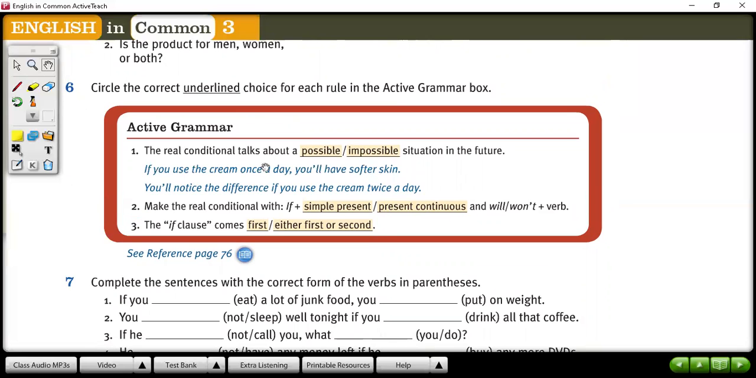So the real conditional talks about a possible situation or an impossible situation in the future. Okay, you have to choose this side. And here we have some examples. If you use the cream once a day, you'll have softer skin, okay?